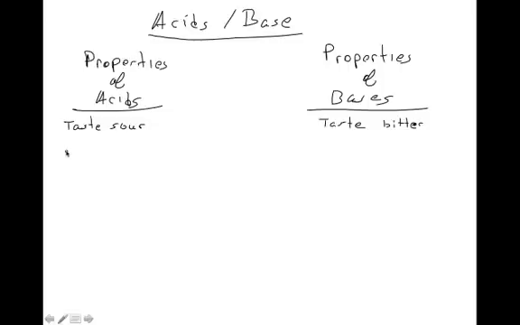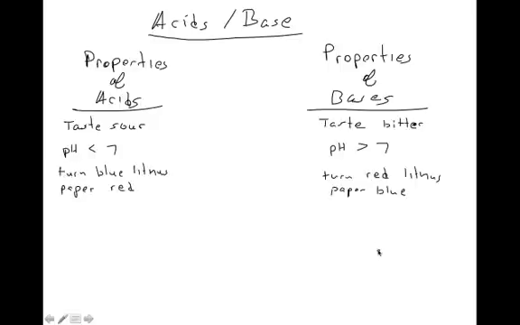Acids on the pH scale, we're going to be learning about pH here. Acids have a pH that is less than 7. Bases have a pH that is greater than 7. Acids are going to turn blue litmus paper red, and bases turn red litmus paper blue. So just little opposites. They're just indicators of whether or not an acid or a base is present.